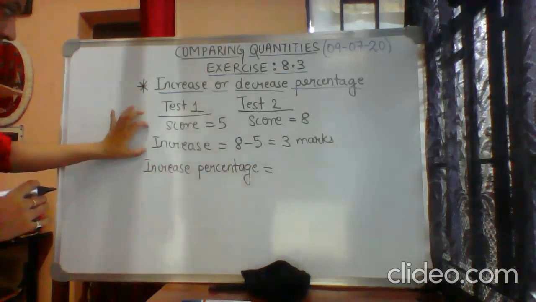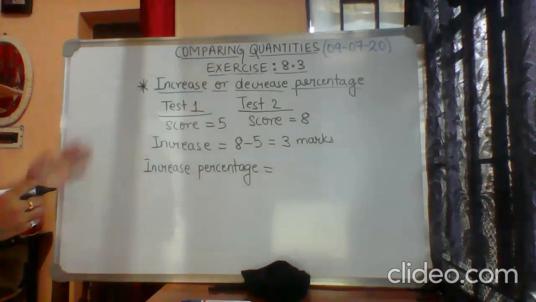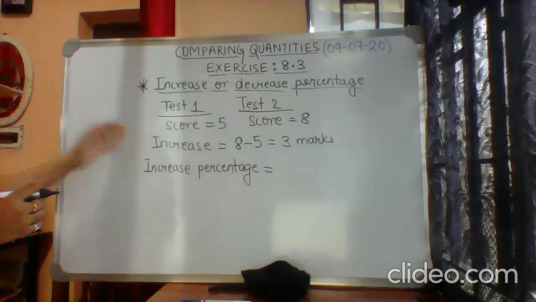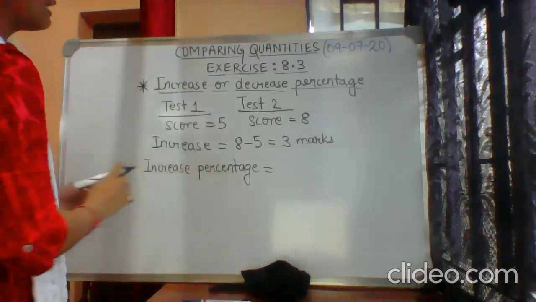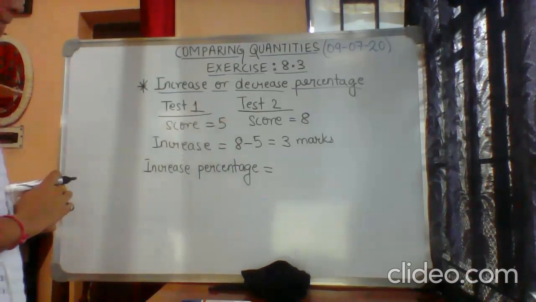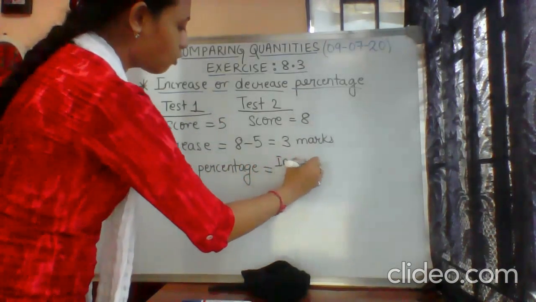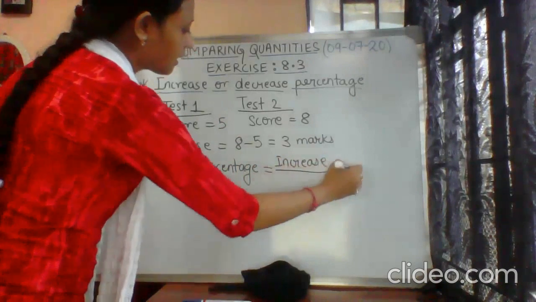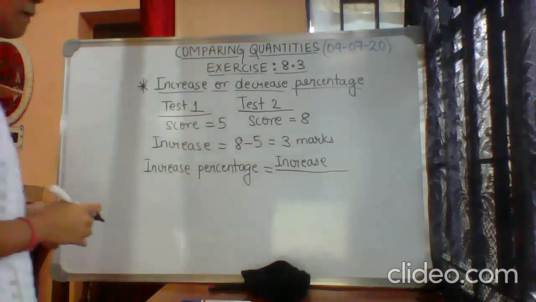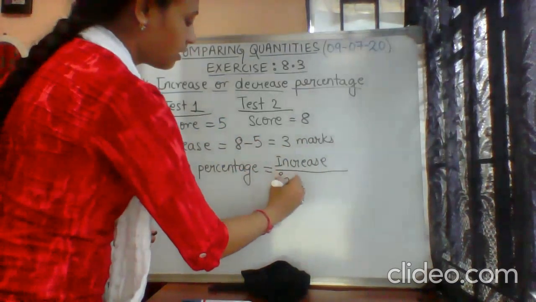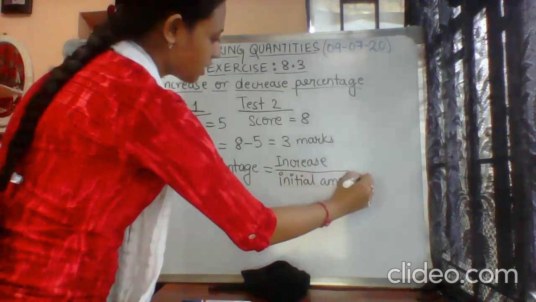If there is an increment or increase, we are going to find the increase percentage. If there is a decrease, we are going to find the decrease percentage. So how to find the increase percent in this case? First of all, we have to write the amount of increase, by how much it has increased, divided by the initial amount. Initially, how much it was.